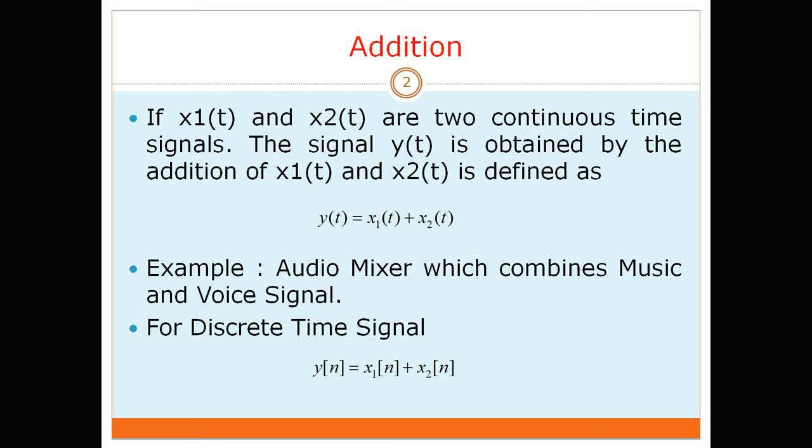Coming to discrete time signals, y of n is equal to x1 of n plus x2 of n. So it's also very simple. Here there are two discrete signals, one is x1 of n and the second one is x2 of n, and by combining these two we will get y of n. Let us see an example of each of them.